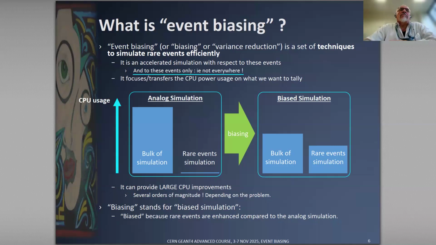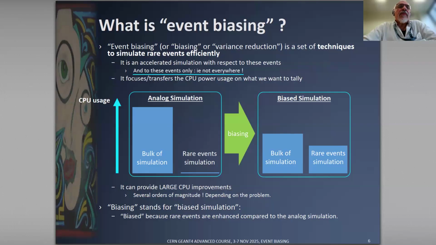And what it does in practice, I would say, is that if you start with an analog simulation, you will spend most of the bulk of the simulation time simulating things which are not in the critical part of your application. What you try to do with the biasing is take off part of the time of the bulk of the simulation to put it, between quotes, on the real event simulation. And so doing that, you will enhance by a large factor the time you spend on real event simulation.